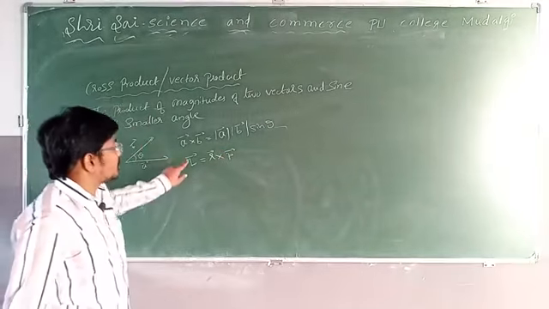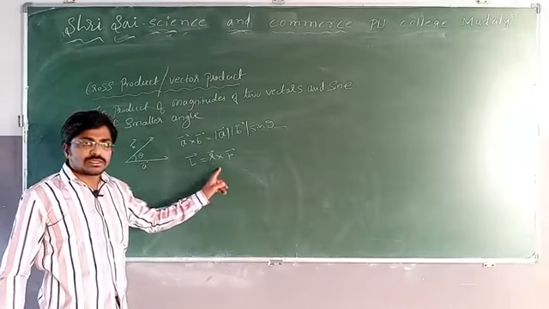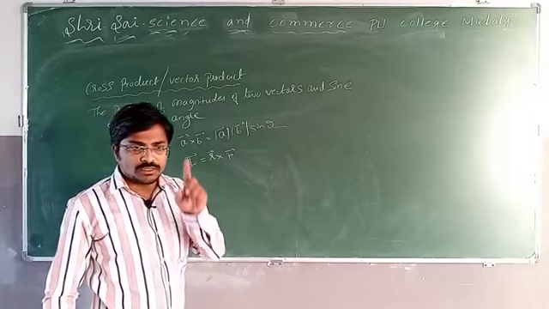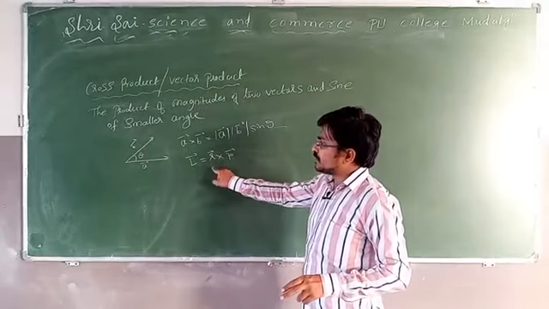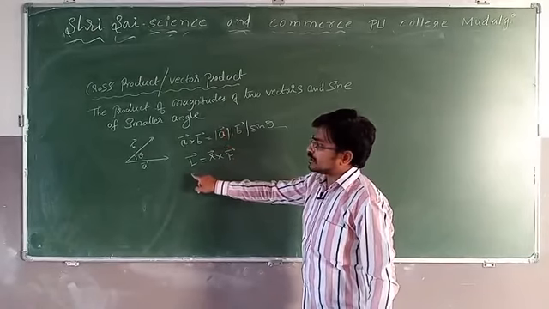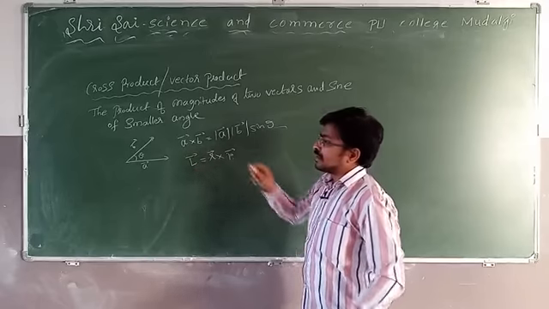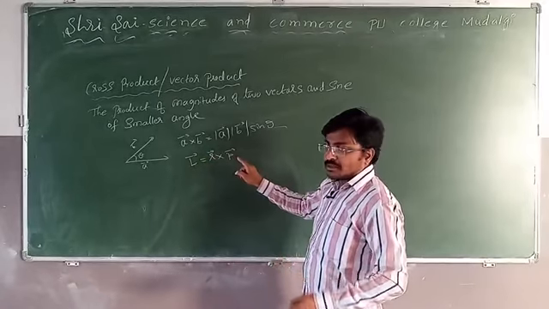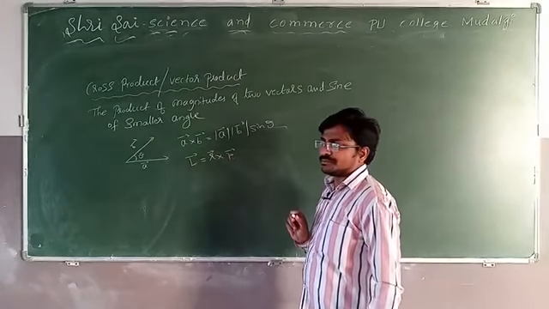The cross product of two vectors is always a vector. Remember, this is one vector, and this is also one vector. When you consider these two in the form of a cross product, then the resultant is a vector only. The result of the cross product of two vectors is always a vector.